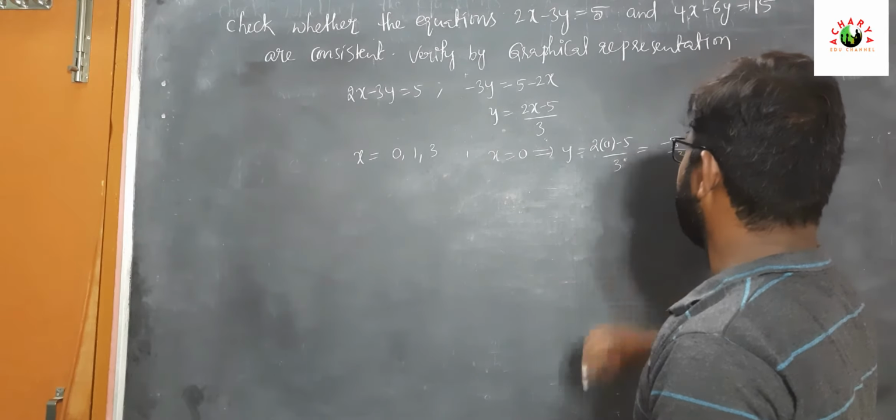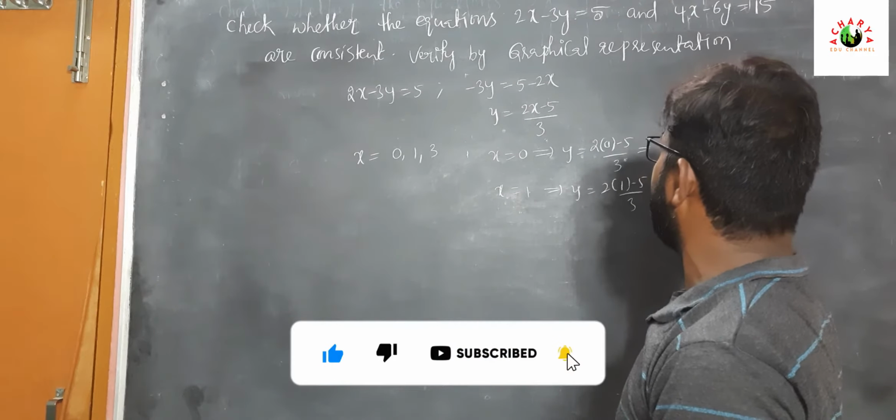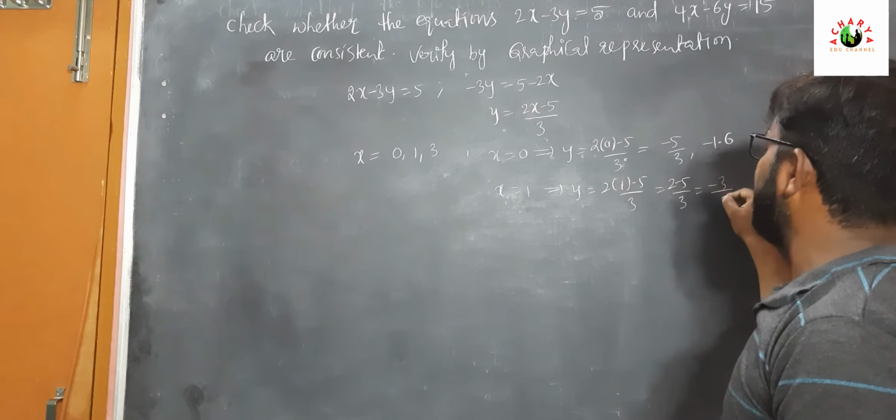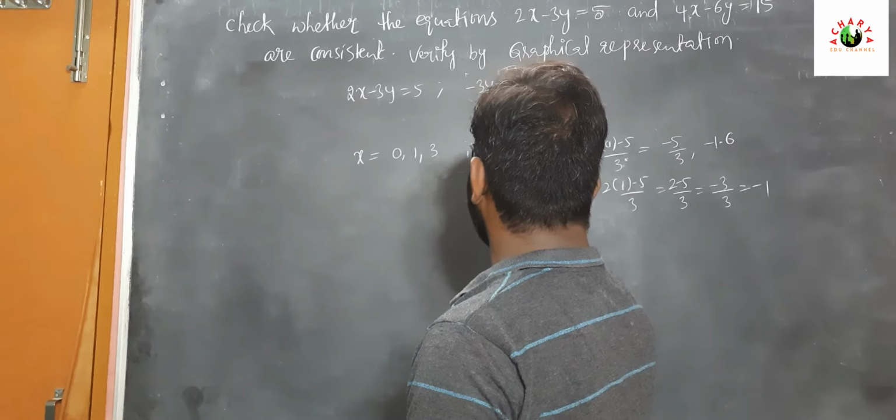Minus 1.6. If x is equal to 1, y is equal to 2 of 1 minus 5 by 3, that is equal to 2 minus 5 by 3, equal to minus 3 by 3, minus 1. If x is equal to 2, that implies y is equal to 2 of 2 minus 5 by 3, equal to 4 minus 5 by 3, equal to minus 1 by 3. What is the value of minus 1 by 3? Minus 0.3.